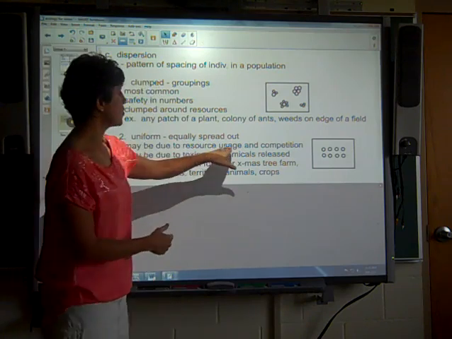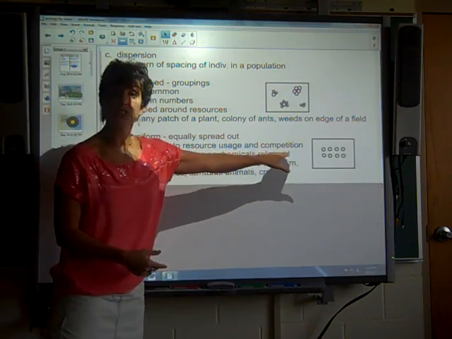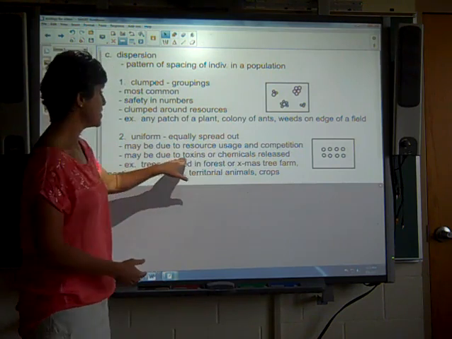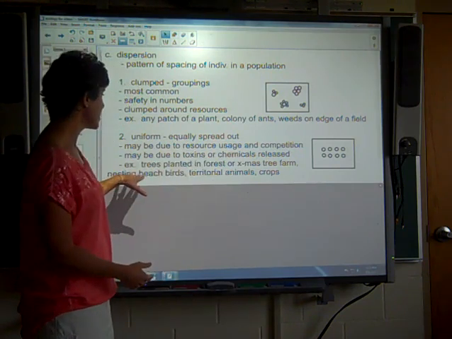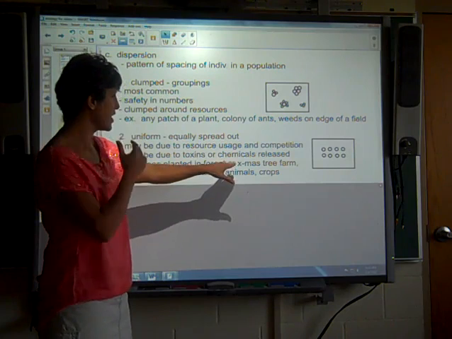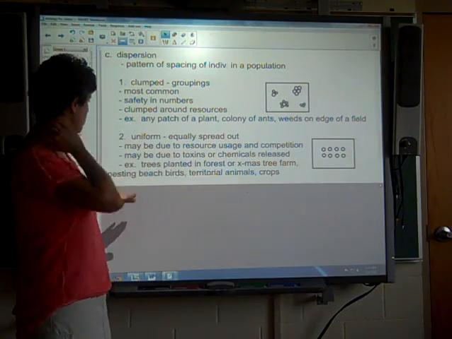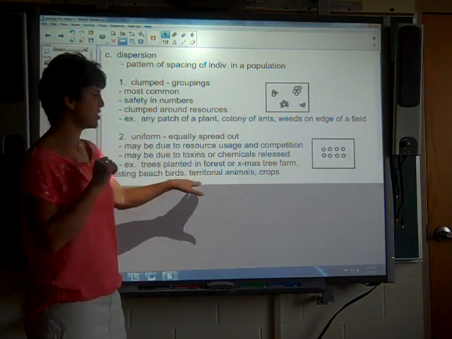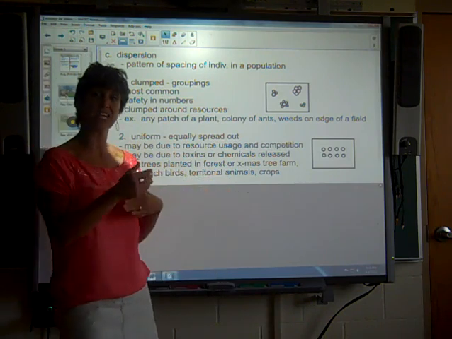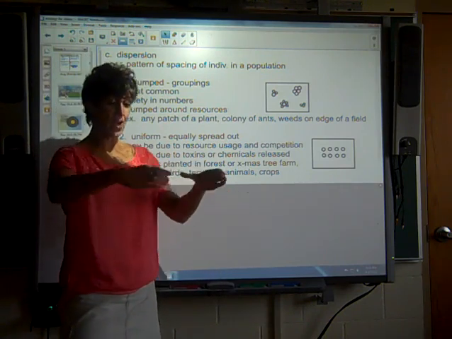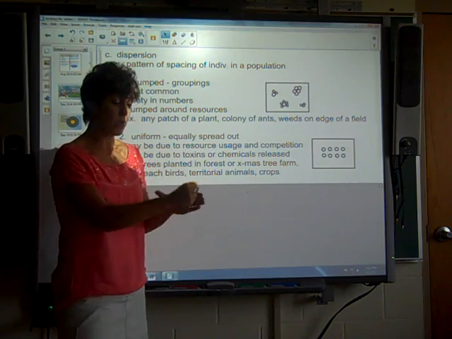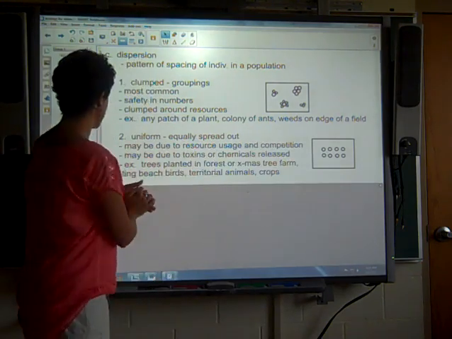So maybe due to resource usage, might be due to competition, might be due to toxins or chemicals released. So trees planted in a forest, Christmas tree farm, those are very uniformly spread. Nesting beach birds or animals that are territorial often also have a range in which they live, so you will see it repeated like that.